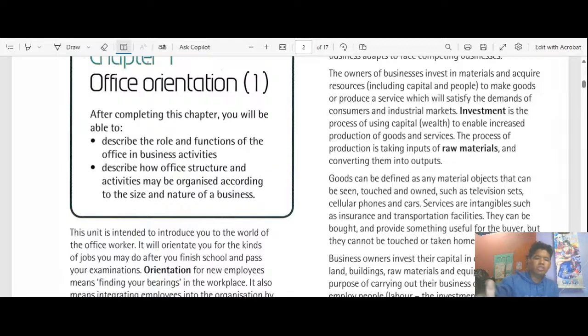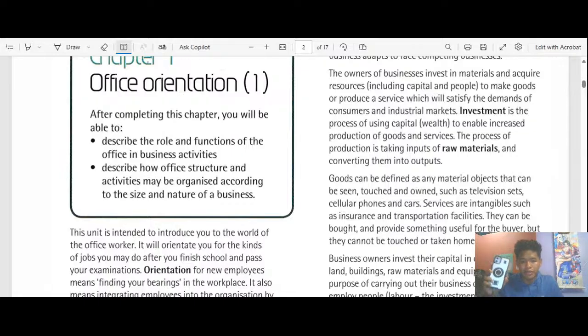The process of production is taking inputs of raw materials and processing them into outputs, or what we would consider to be products. So goods can be defined as any material objects that can be seen, touched, and owned. So there are two basic terms that you could think of in relation to what goods are. Goods are tangible. You can touch goods.